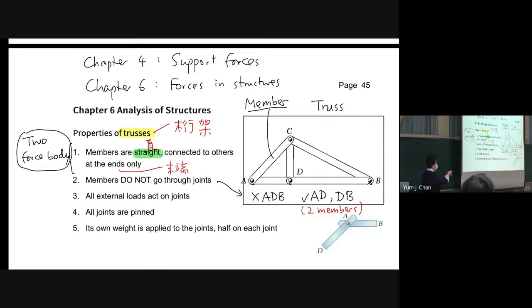So there are 2 members. AD is one and DB is another one.